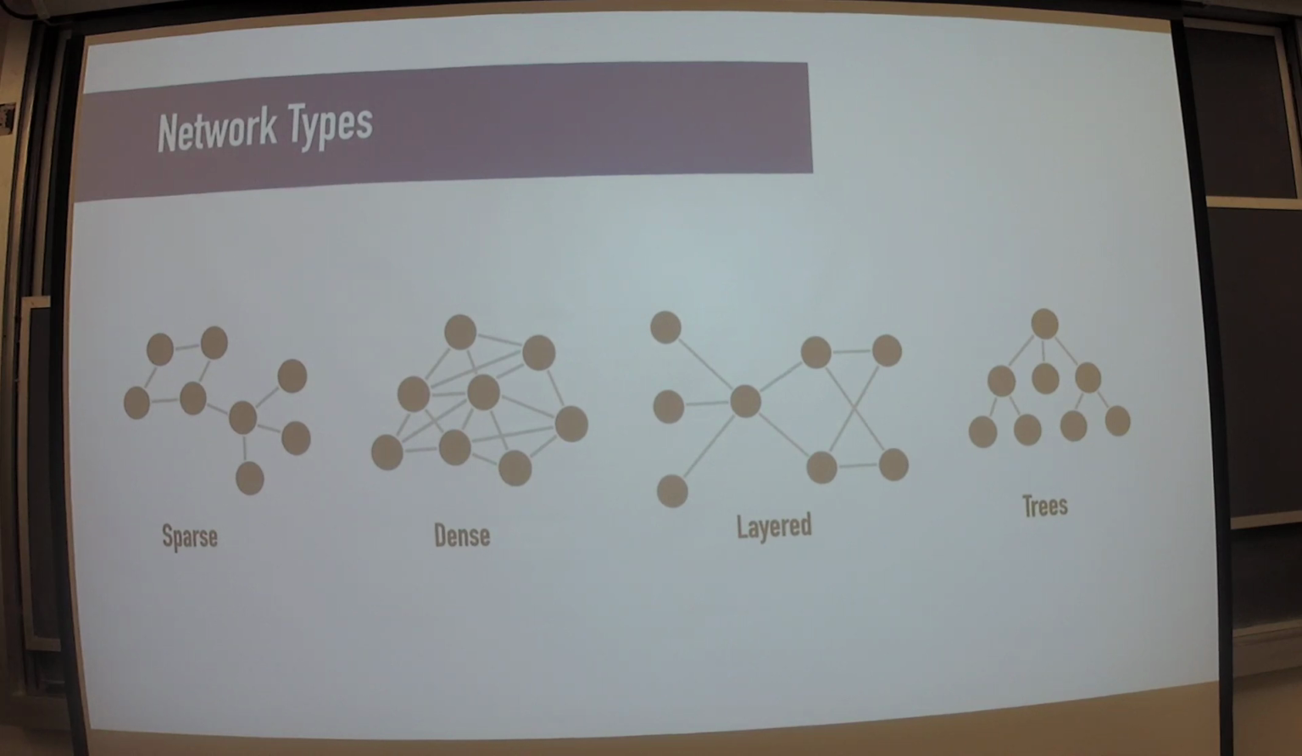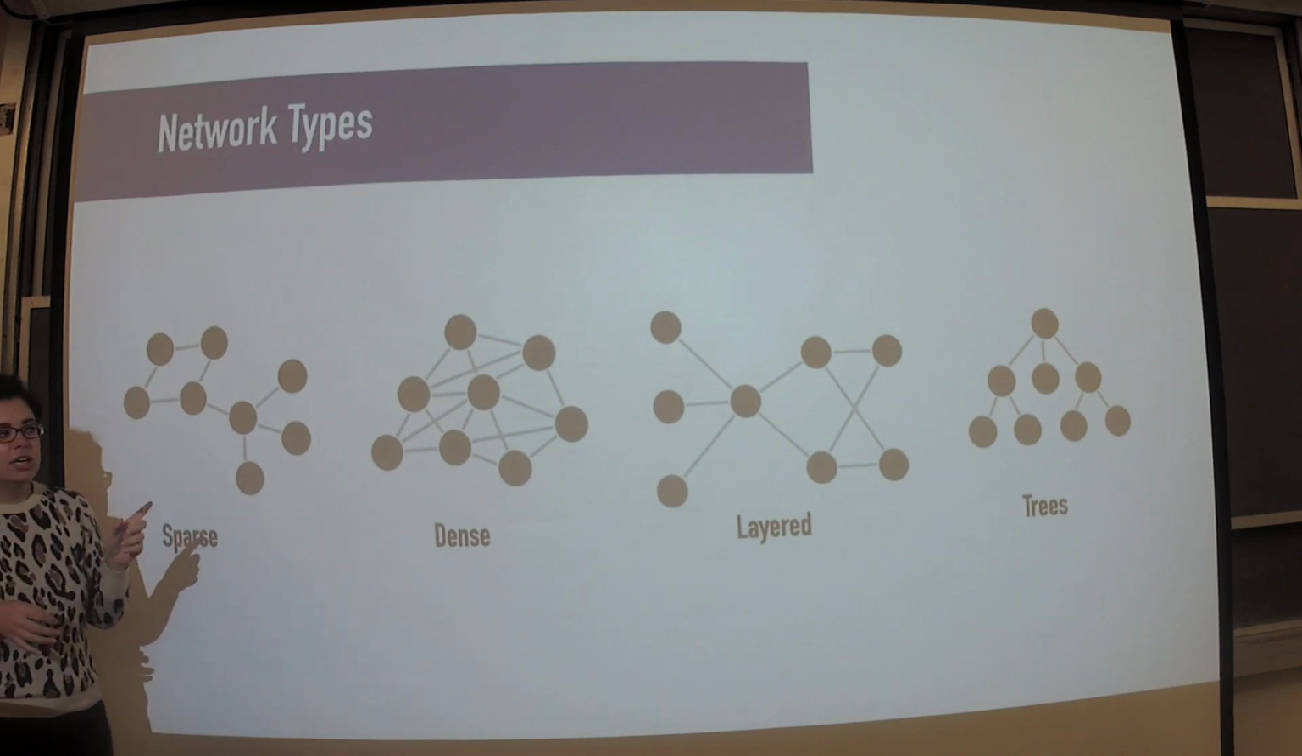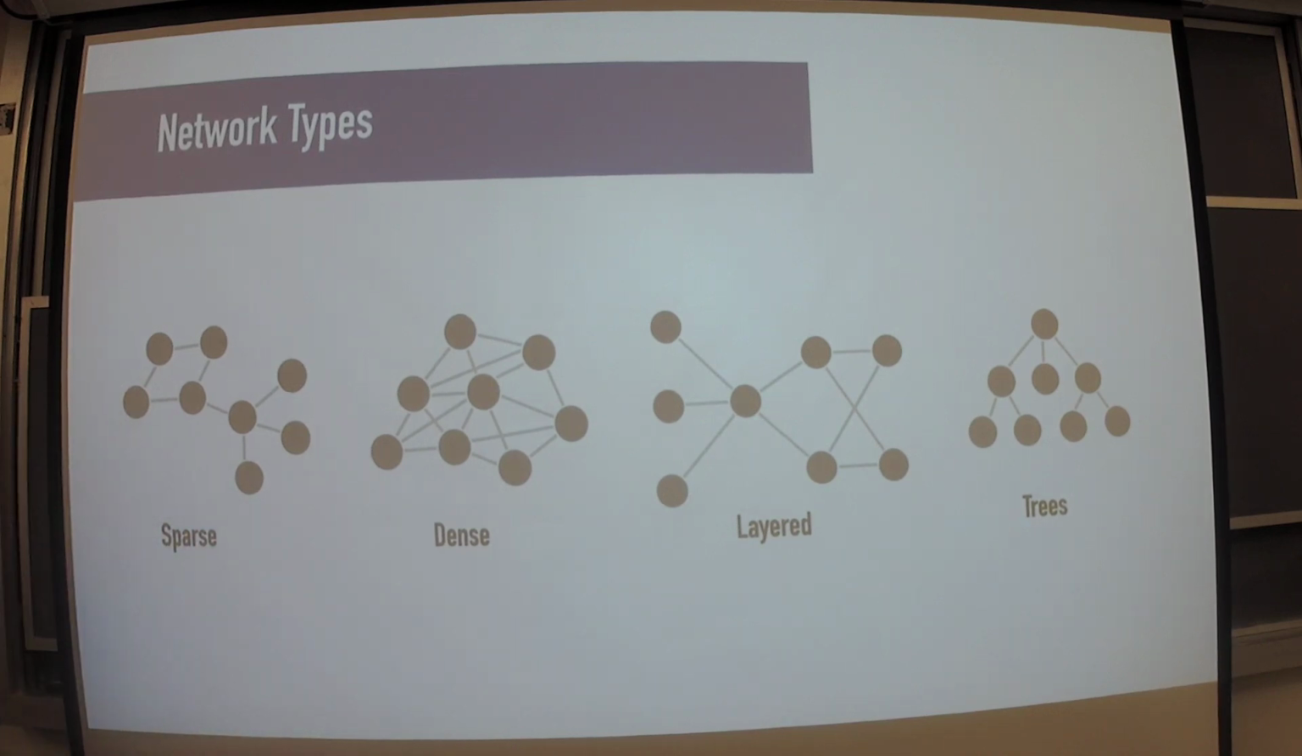And trees are those where the rule is more strict than with layered networks. In trees, all nodes can only have one parent, right? And so trees are a more strict type of a layered network.